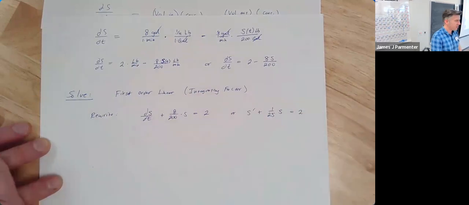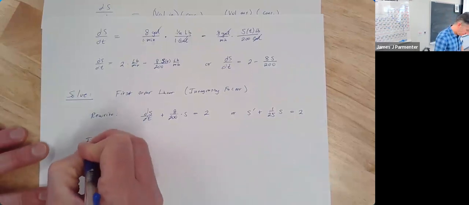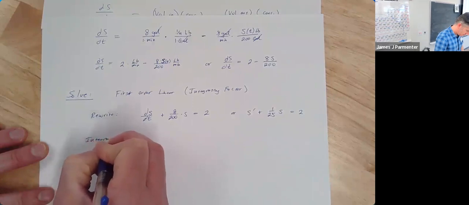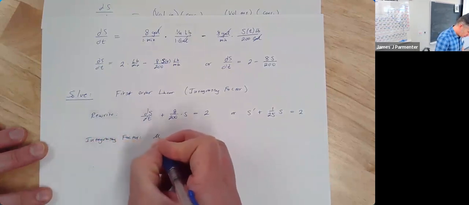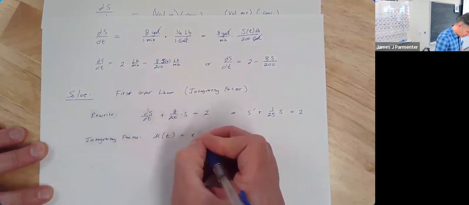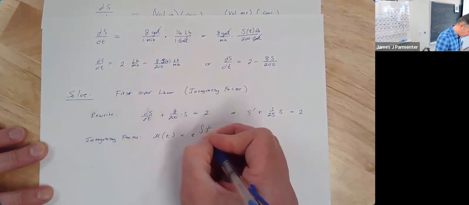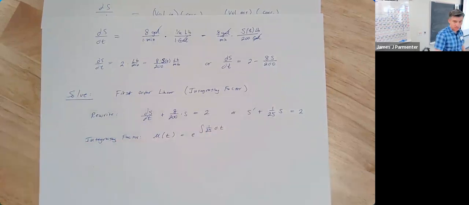So S prime plus 1 over 25 S equals 2. And here it's not terrible at all to find the integrating factor. The integrating factor is just going to be mu of t equal to e to the integral of 1 over 25 dt. Please stop me or interject if you have a question, observation, whatever.